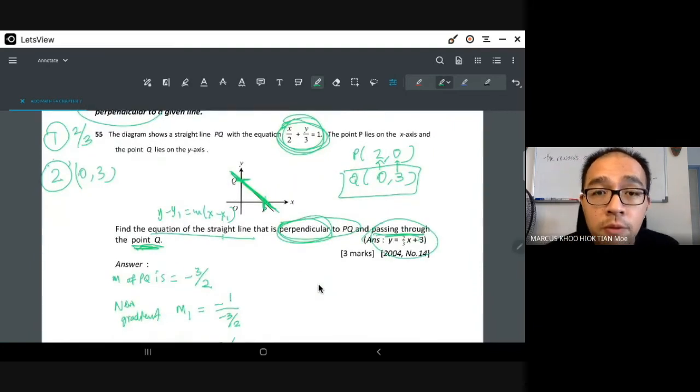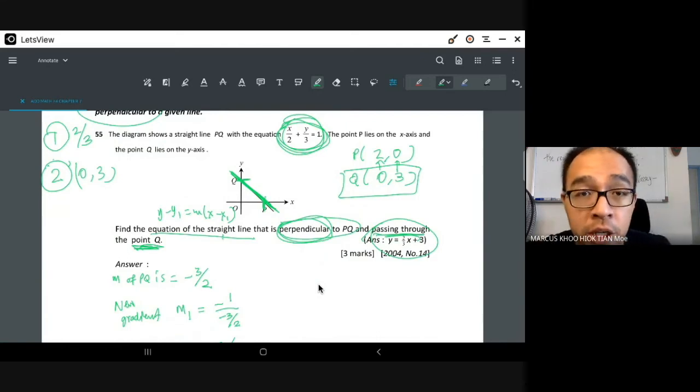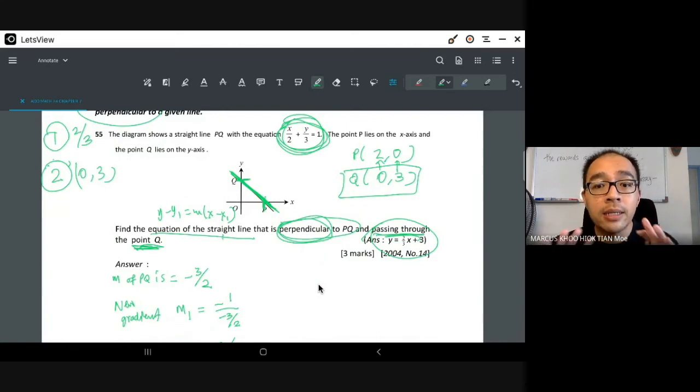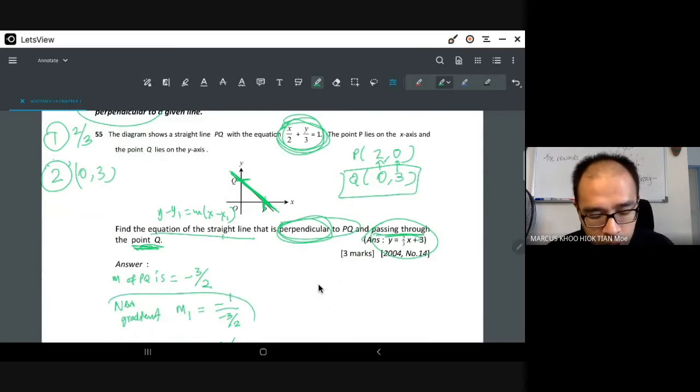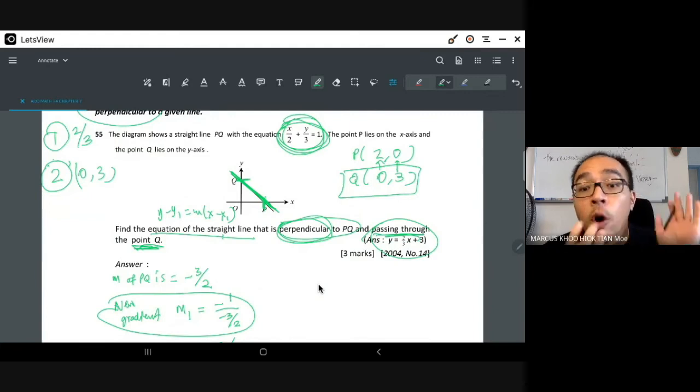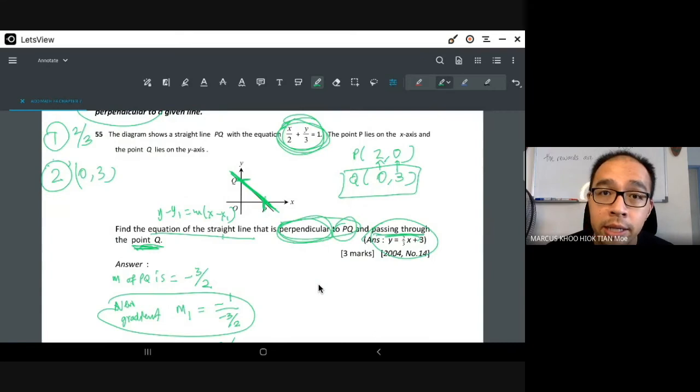So for situations which involve perpendicular, there is just one extra step, which is to use this formula. Otherwise it's the same. You still have to find the gradient of the original line, the line that it is perpendicular to. Sometimes perpendicular comes in different kinds of words, as we mentioned yesterday. Sometimes you see the words 90 degrees, sometimes perpendicular bisector. All these have the same meaning as the word perpendicular.